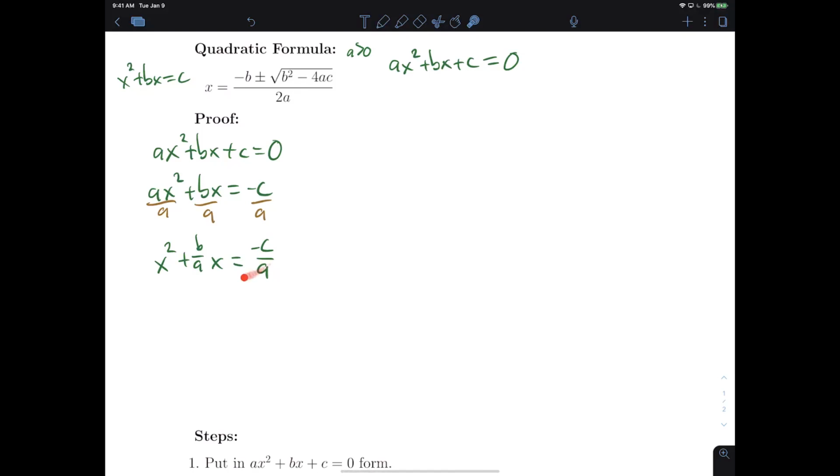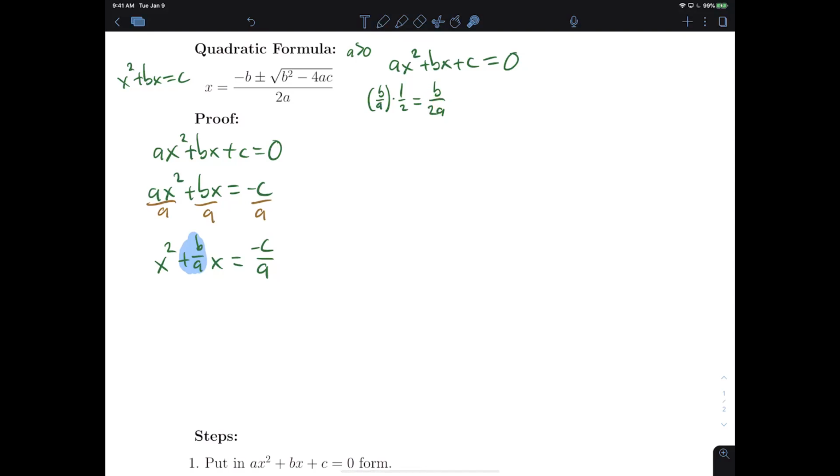Awesome. We are now in this form. Now notice that the b in this case is actually b over a, and the c in this case is negative c over a. So I take the number in front of x, which in this case is this positive b over a, and I divide by 2. But remember, I said that if you have a fraction, it's the same thing as multiplying by a half, and that's what I'm going to do here. So b over a times a half, b times 1 is b, 2 times a is 2a.